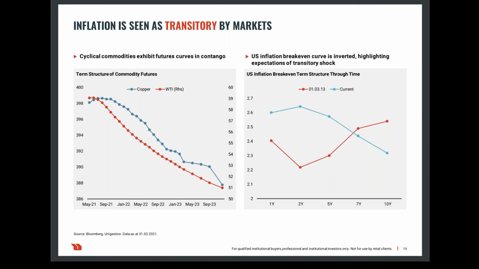On the right, we look at the US break-even forward curve, which is currently inverted, which confirms a transitory pricing for inflation surprise. So as a conclusion, if like us, you believe the inflation shock could be larger or more sustainable than the current pricing shows, it would make sense to add or to increase your allocation to real assets.